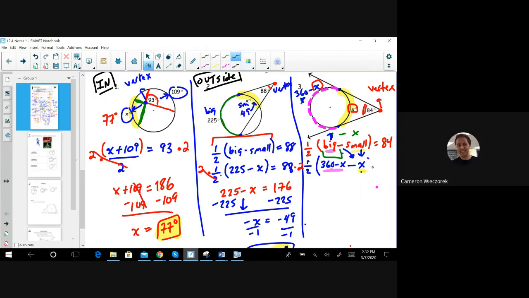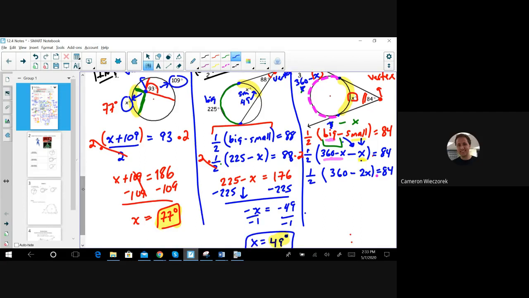Go back to blue. This should equal 84. So now if I do the inside, I get 360. They don't cancel because they're both negative. Minus 2x equals 84.